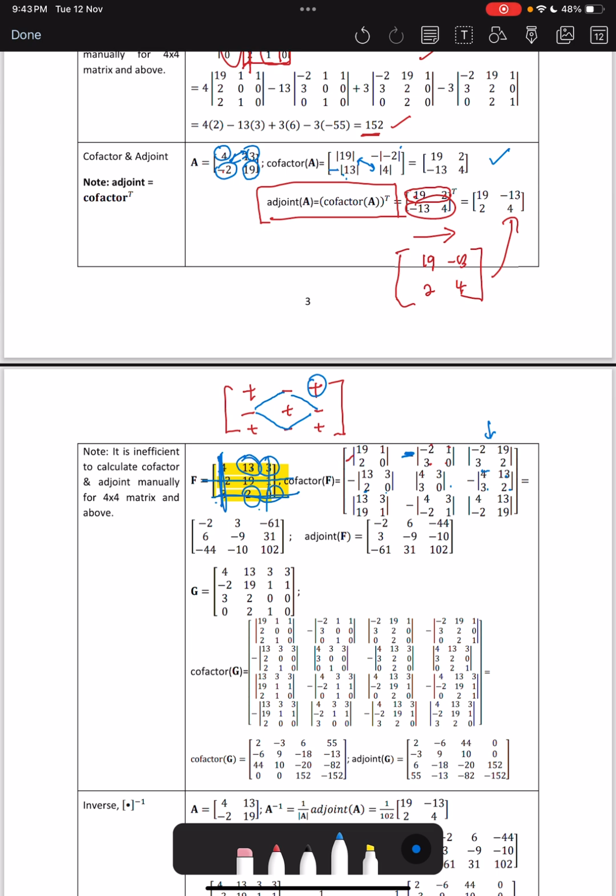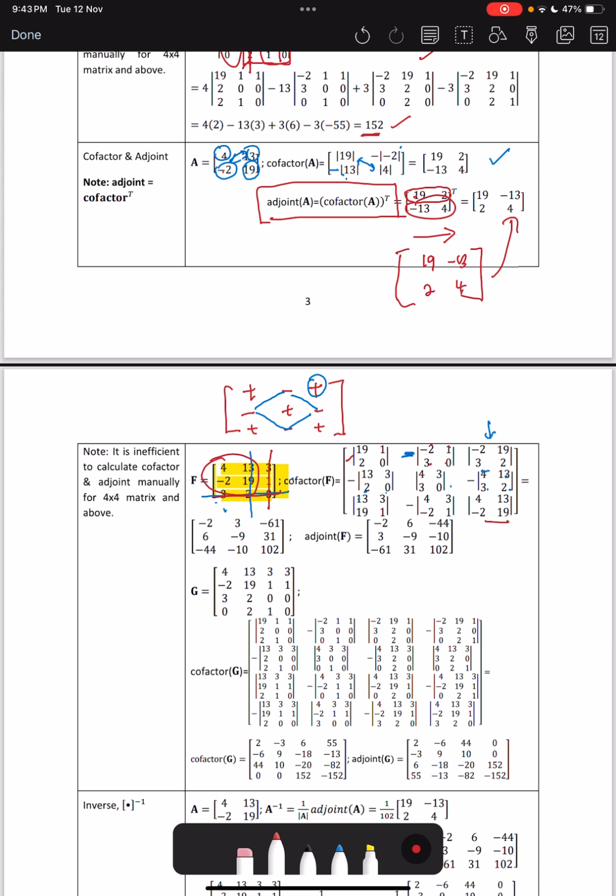Sorry, this one and this one, so leave it with 13, 3, 19 and 1. The second one, let me try to erase. The second one will be the third row, second column, so leave it with 4, negative 2, 3 and 1. Okay, and then from here, the third column, third row, so leave it with this. That's why you get this.